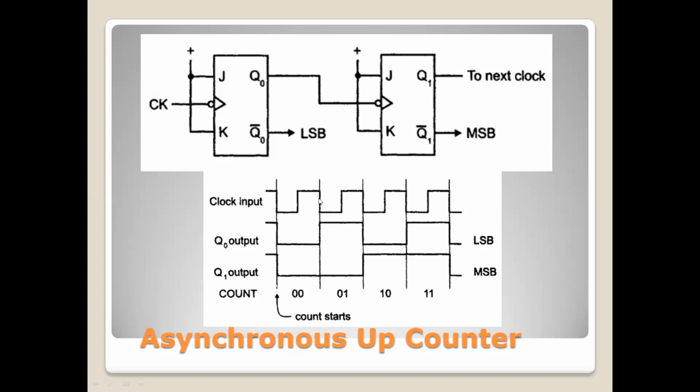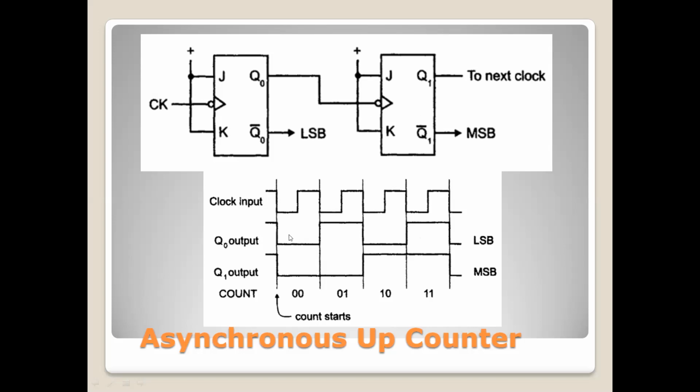See the second one. In the negative edge, this 0 to high process change came. In the negative falling edge, the 1 became 0. In the next falling edge, 0 became 1, like that it goes on. And this output, Q0 output, is given to the clock of the second flip-flop.